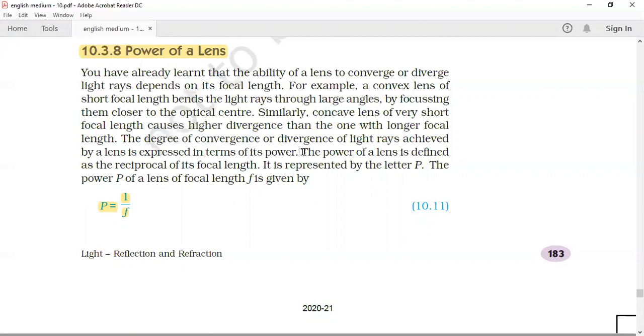The degree of convergence or divergence of light rays achieved by a lens is expressed in terms of its power. So the definition starts from here: the power of a lens is defined as the reciprocal of its focal length. It is represented by the capital letter P. The power P of a lens of focal length f is given by P is equal to 1 by f.